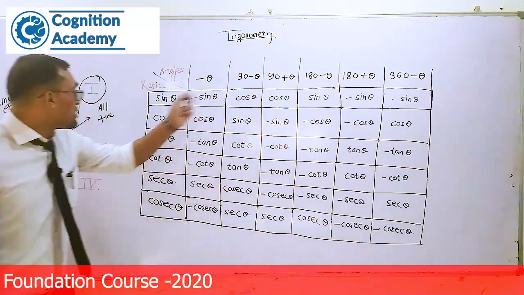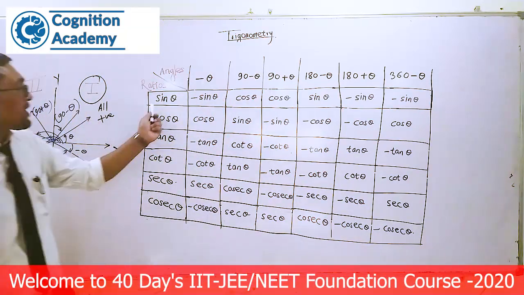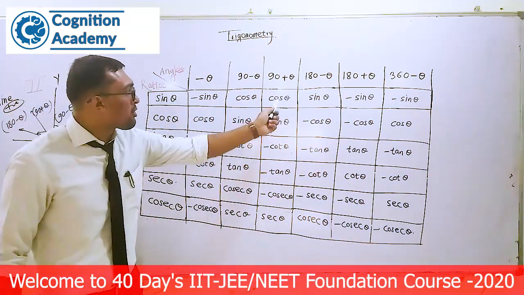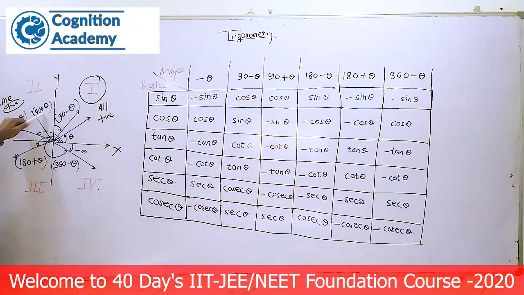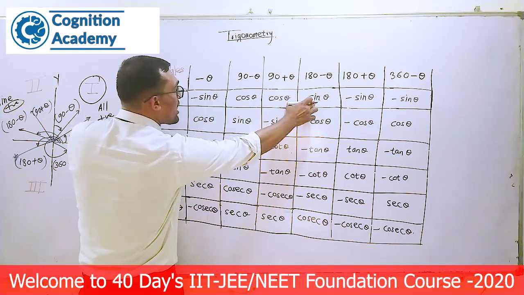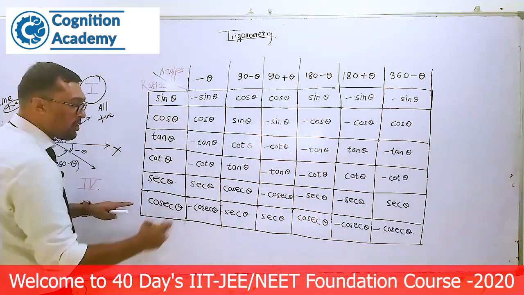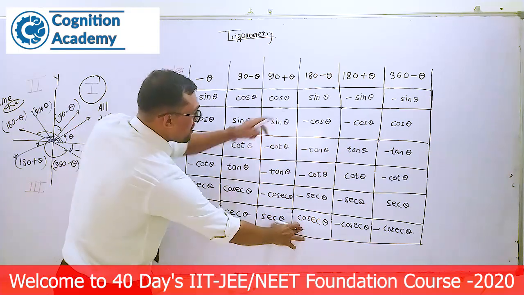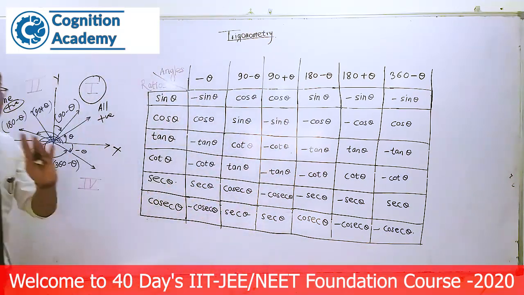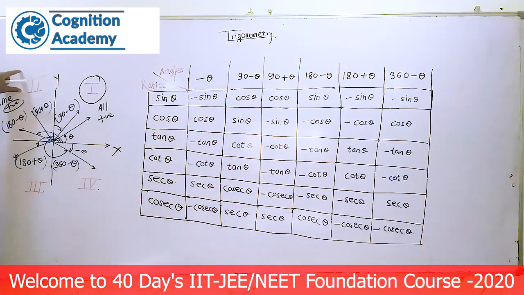So like that, in the second quadrant also the sine is positive. Here you can see that the values of sine in the second quadrant, for 90 plus theta and 180 minus theta, are positive. Similarly, the reciprocal cosec is also positive, and the remaining ratios are negative. So we can definitely say that in the second quadrant the values of sine are positive.